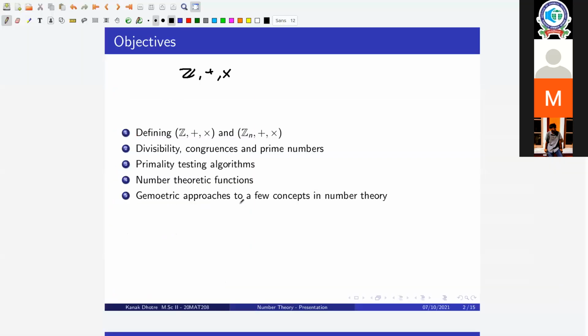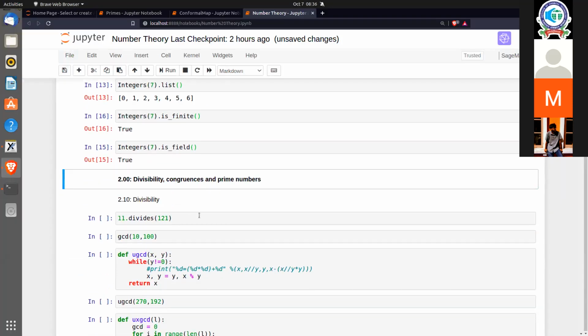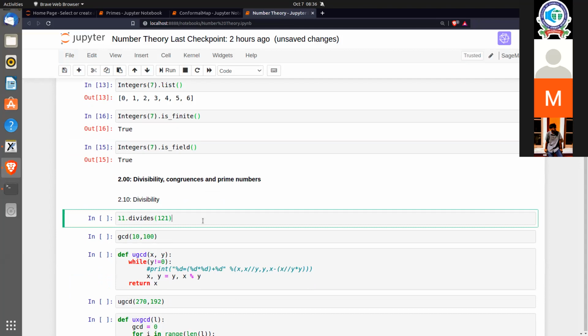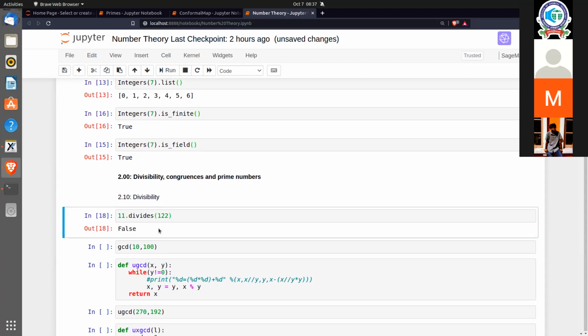Now that we have a proper structure in place, we can go on to study properties of these sets and their elements, like divisibility, congruences, prime numbers, etc. Let's quickly go over that as well. Checking divisibility in Sage is pretty simple. You just check if 11 divides 121, and if it does, the output will be true. But if I say something like 122, the output will be false.